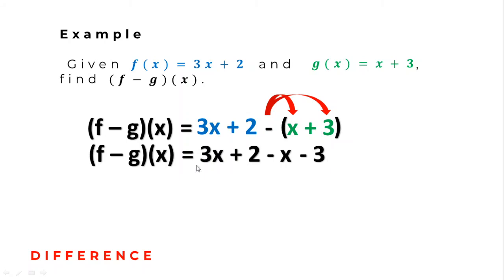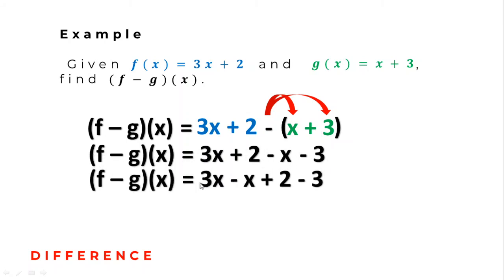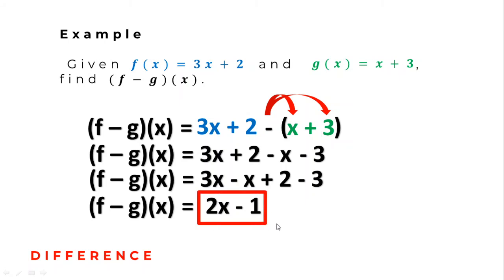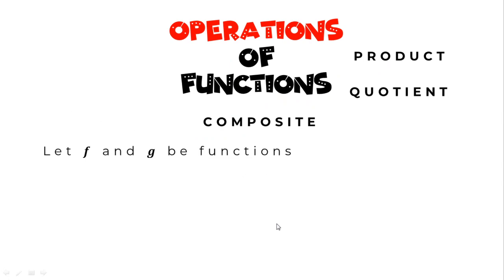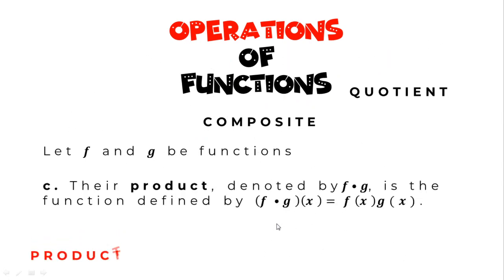And then, pagsamahin natin yung like terms. 3x saka yung minus x plus 2 minus 3. Ngayon magkakadikit na sila, madaliin natin siyang kunin yung difference. 3x minus x is equal to 2x, and then 2 minus 3 is equal to negative 1. So our answer is 2x minus 1.